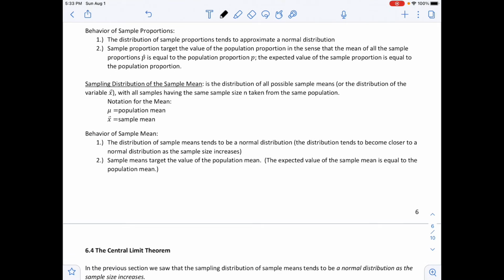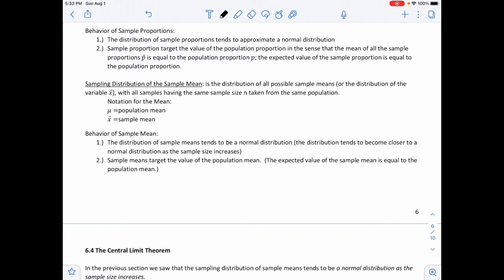Behavior of the sample proportion. One is that the distribution of all sample proportions tends to approximate a normal distribution. And two, sample proportions target the value of the population proportion in the sense that the mean of all the sample proportions p hat is equal to the population proportion p. The expected value of the sample proportions is equal to the population proportion.